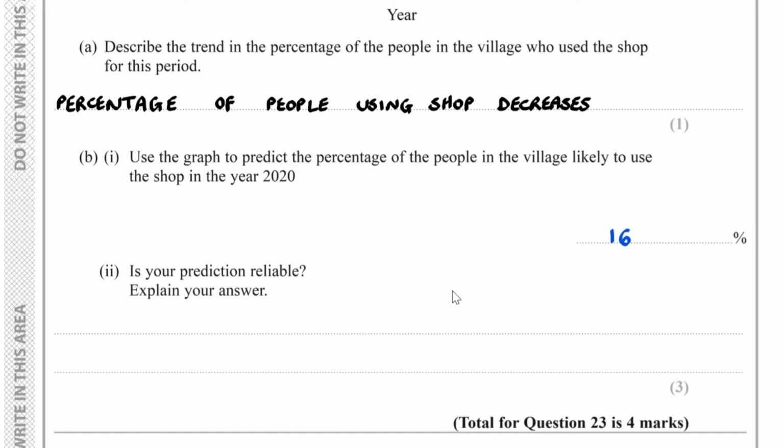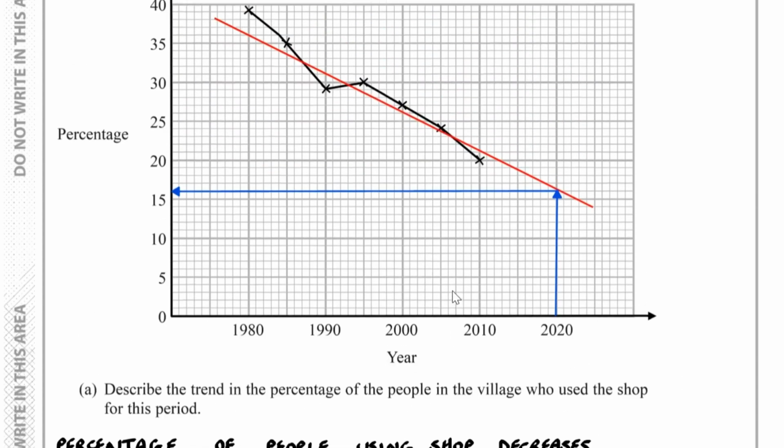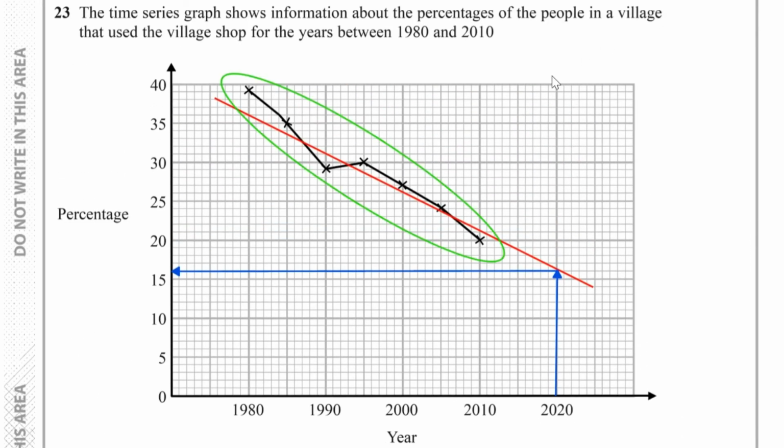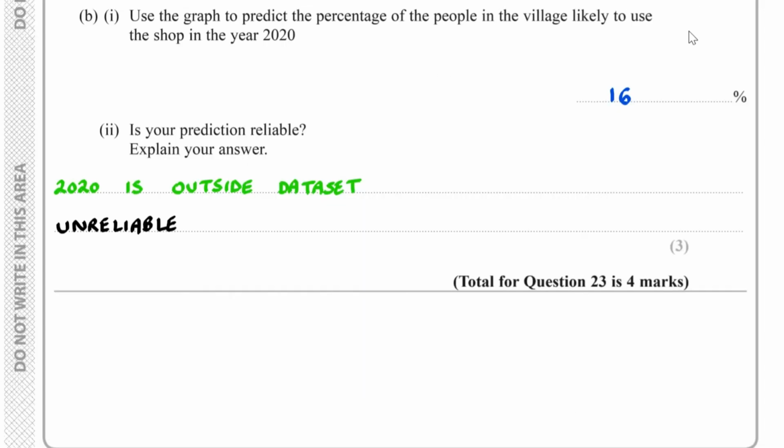Now we have to think about whether our prediction is reliable. Well, what we can see is we've got our data set here and 2020 is outside of this data set. And therefore, our comment is unreliable.